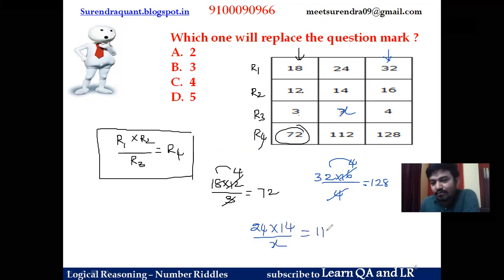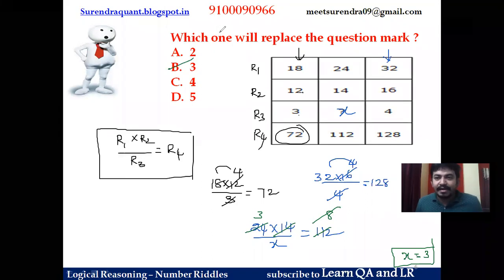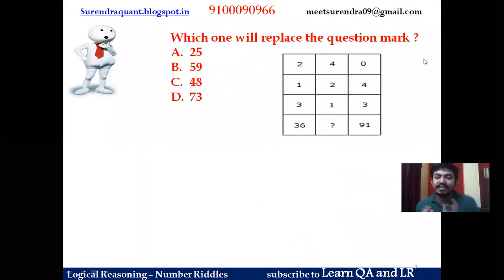This is fourth row, 112. And we are very keen on this. So 14 goes 8 times in 112 and 8 goes 3 times in 24. So the missing term x is 3. So 3 means option B. So this is one set of idea that I can give you. I'll help you. Next, let's see one more idea.